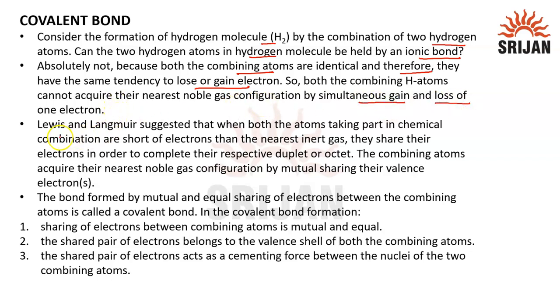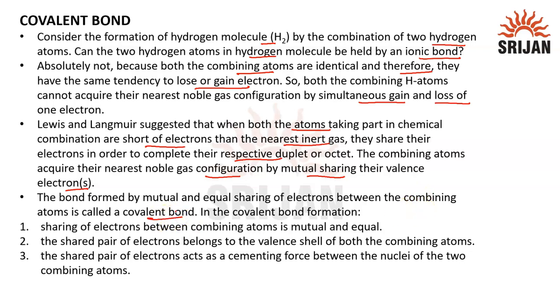So Lewis and Langmuir suggested that when atoms take part in a chemical reaction, they are short of electrons than the nearest inert gas. In that case, they share their electrons in order to complete their duplet or octet. So the combining atoms acquire their nearest noble gas configuration by mutual sharing of their valence electrons. The bond formed by mutual and equal sharing of electrons between the combining atoms is called covalent bond.